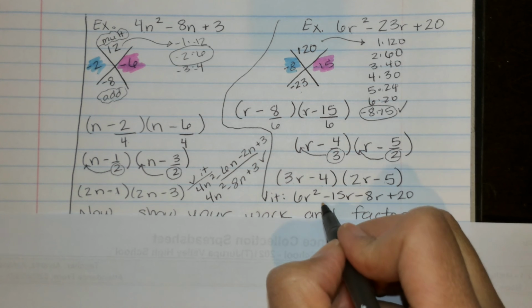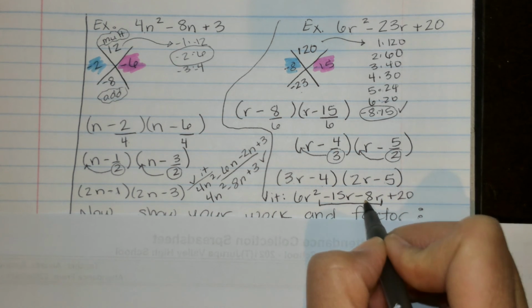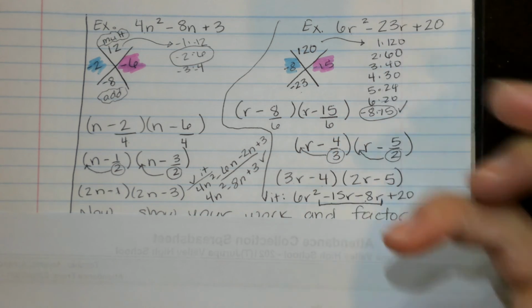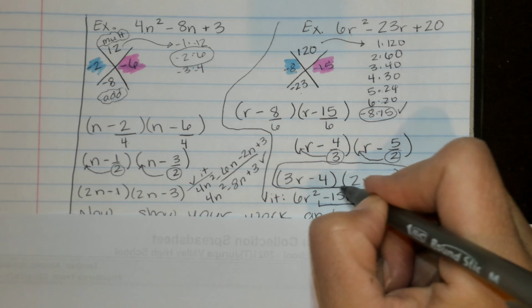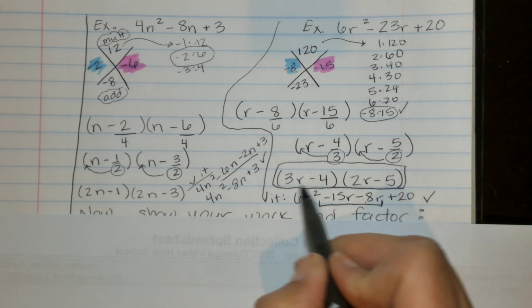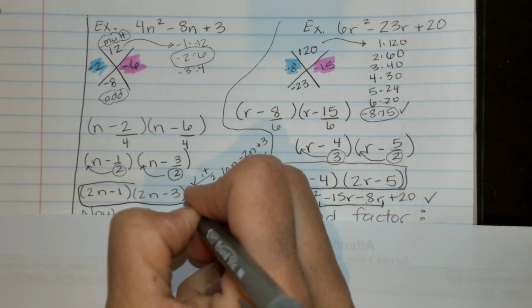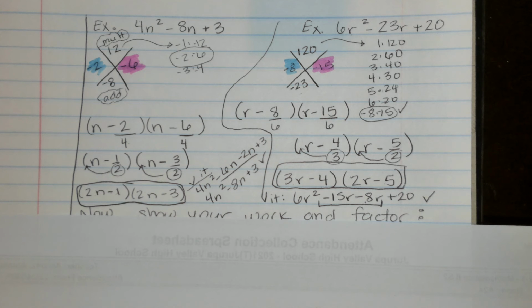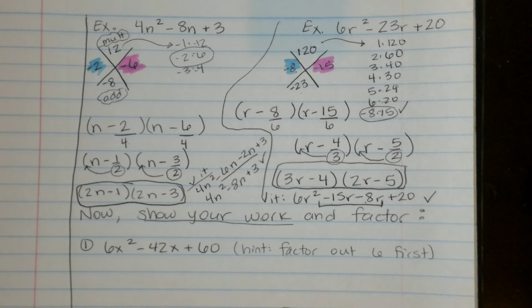I'm not going to rewrite this because I can tell that I have the right answer. When I combine negative 15R and negative 8R, I do get negative 23. So yes, it does check. So your answer is 3R minus 4 times 2R minus 5. I forgot to circle this one. There we go. All right, so something different, but it is very similar to what we've been doing.